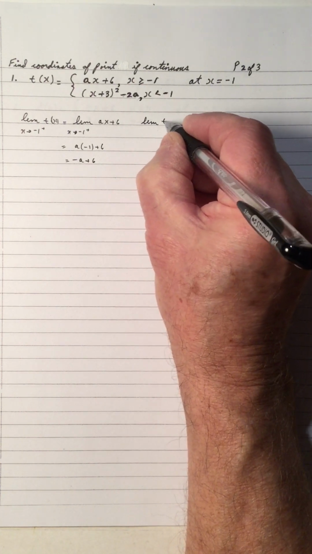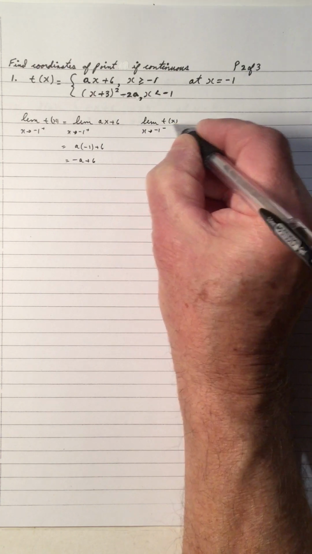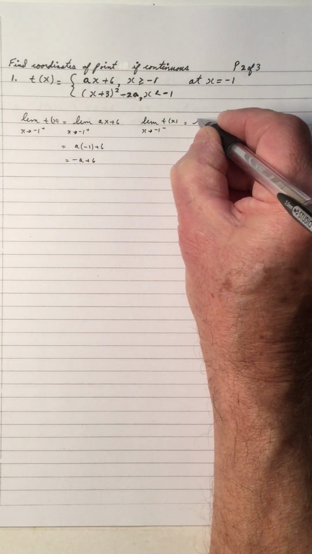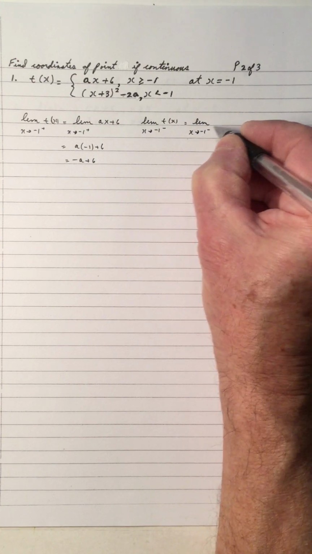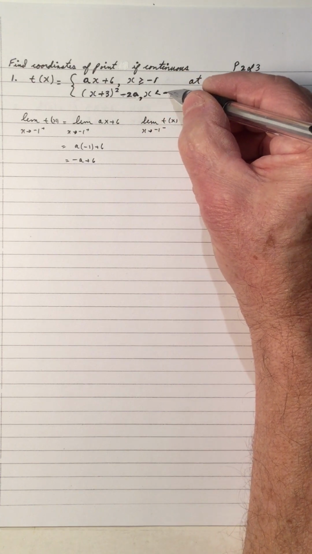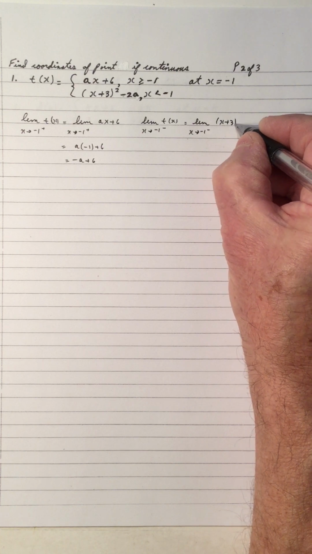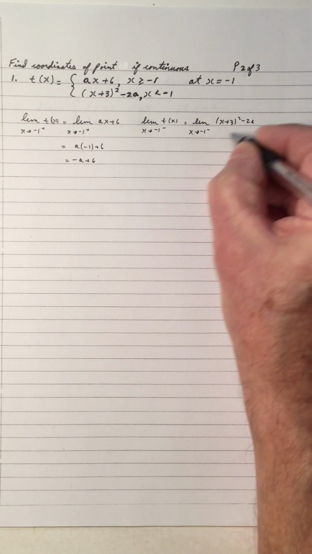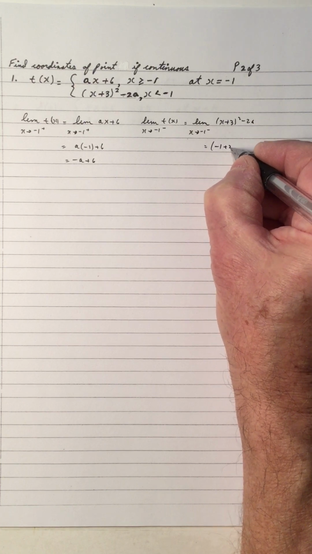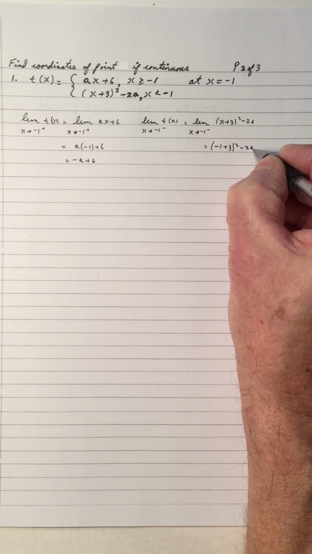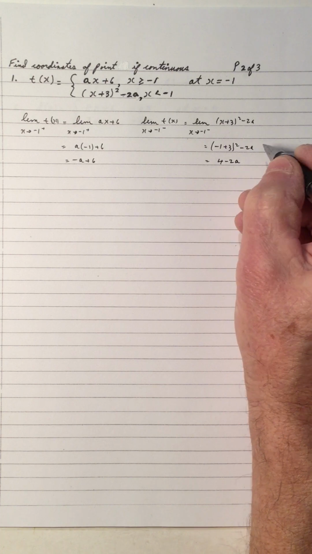So let's look at the limit of t of x as x approaches -1 on the left side. This is on the left because it's less than, so we have (x plus 3) squared minus 2a. So we'll sub in -1 in the place of x, and we have 2 squared, which is 4, minus 2a.